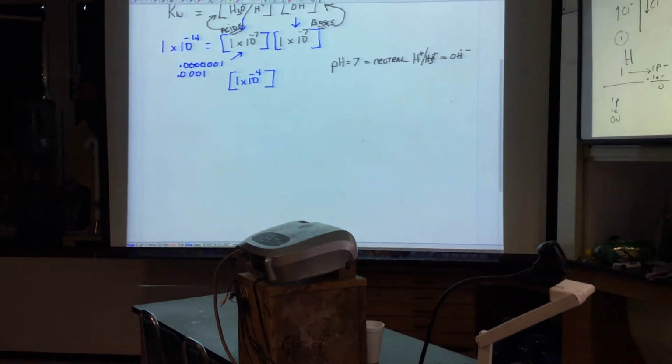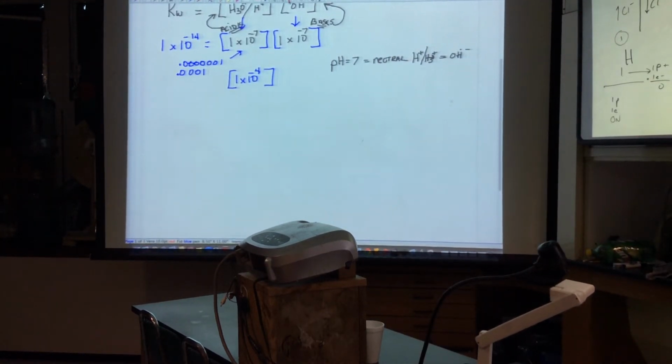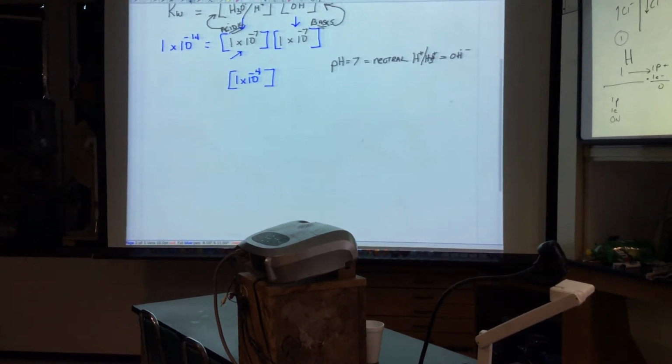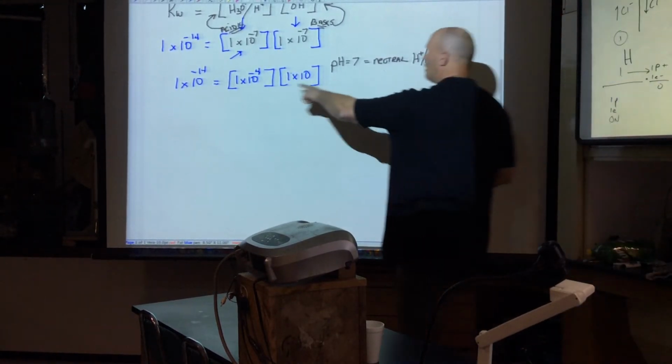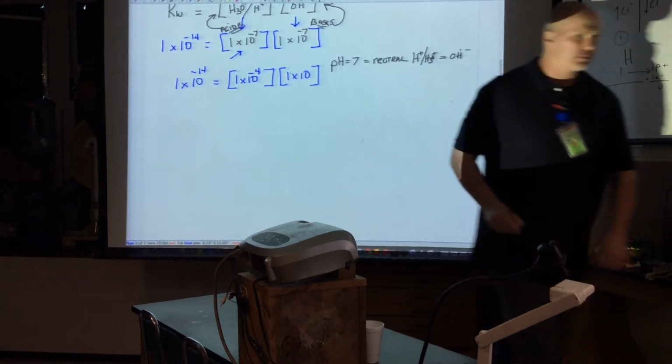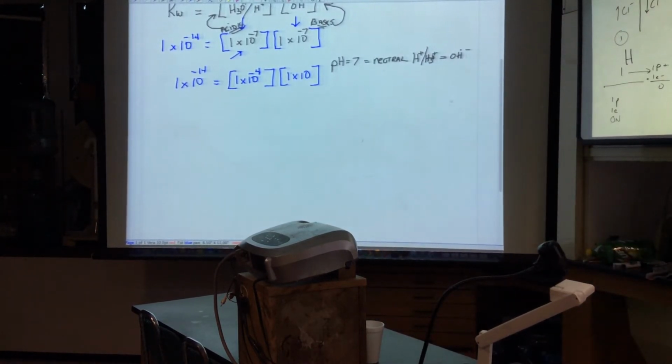Now what did I teach you, party people? I taught you that the Kw doesn't change. So that means that this times the hydroxide still must be 1 times 10 to the negative 14. So what must this be? 4 plus what is 14? I say plus because we're adding exponents, we multiply. 4 plus what is 14? Negative 10, right.